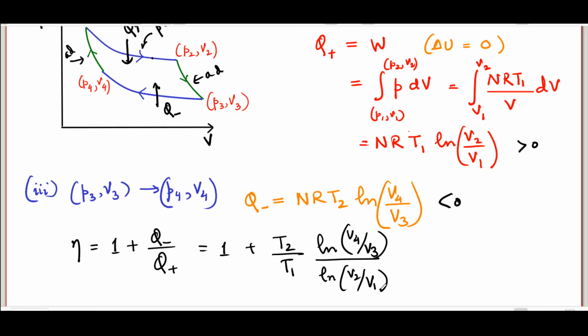But note that we have not made use of the other two paths as yet. The fact that these two paths are actually adiabatic, this is an adiabatic expansion and this is an adiabatic compression, is something we have not actually used so far. Now how do we make use of that?